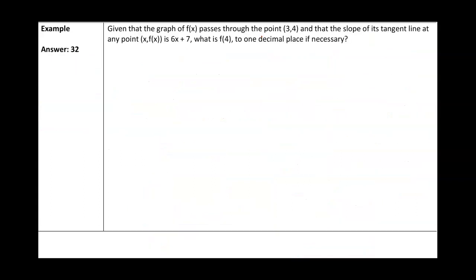Okay, next we have the graph of f of x that passes through the point 3, 4, and the slope of the tangent line at that point is 6x plus 7. What is f of 4?